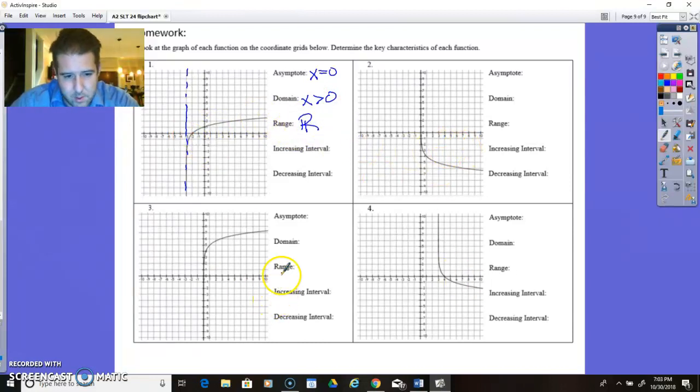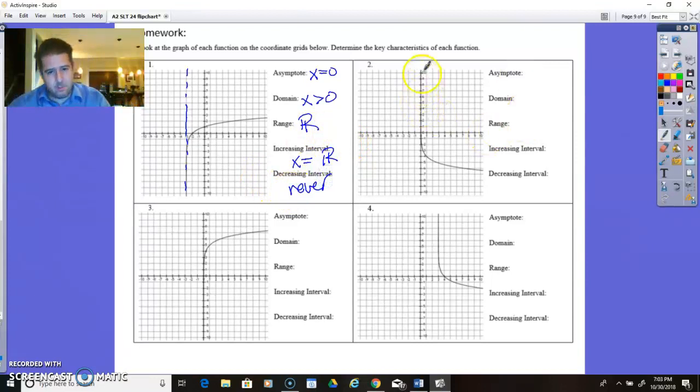Matter of fact, all of these will, because they're all logarithmic functions. They all have vertical asymptotes. This one's increasing the entire time, so x can be anything, which is all real numbers. And this one is never decreasing. So the same goes for all the other ones. This has an asymptote of x equals 0. This one is x equals 0. This one is x equals 3. And then a lot of the information you're going to see is exactly the same.